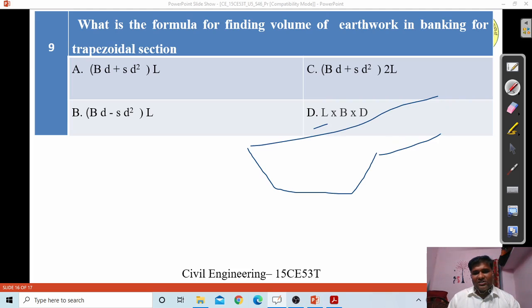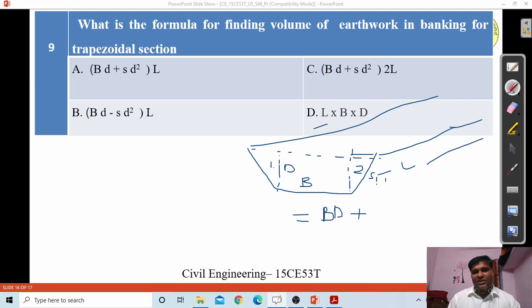If this is the 3D view, you can see this is the total length from here to here. So the surface area multiplied by length will give the volume. If I close here, this is a rectangle where the breadth is B and the depth is D. So the surface area is the rectangle B times D plus two triangles. The slope is S to 1.